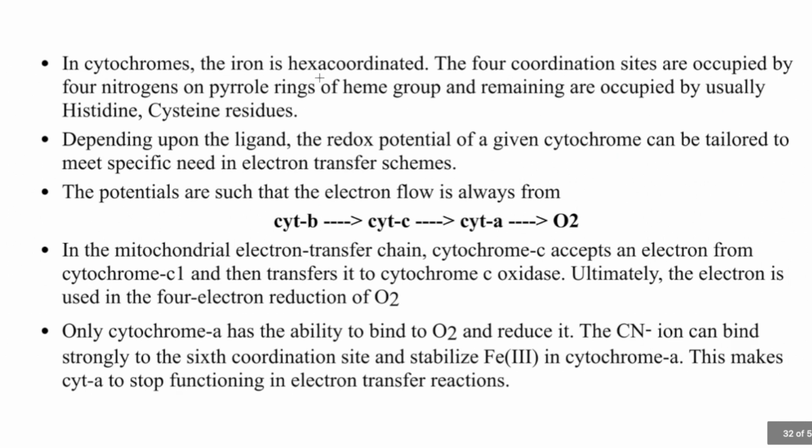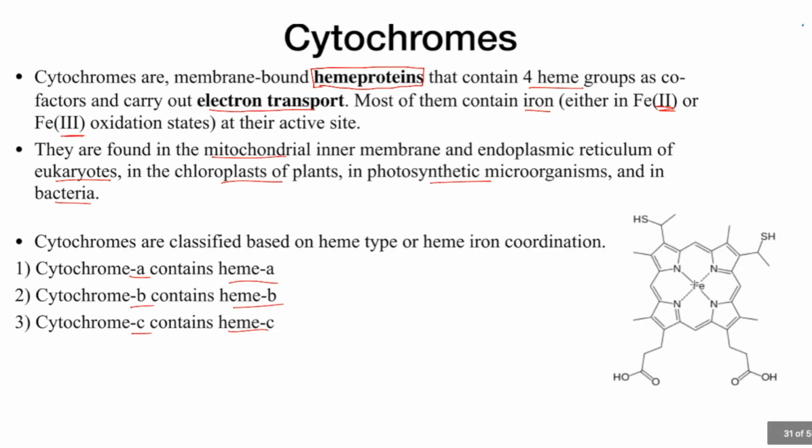In cytochrome the iron is hexa-coordinated, that means it has a coordination number of 6. The 4 coordination sites are occupied by 4 nitrogens of the pyrrole rings of the heme group, and the remaining are occupied usually by histidine and cysteine residues, okay. Basically, as shown over here, the iron is surrounded by 4 nitrogens of the heme group. On the upside it will be attached with histidine, and on the downside it will be attached with cysteine, right?